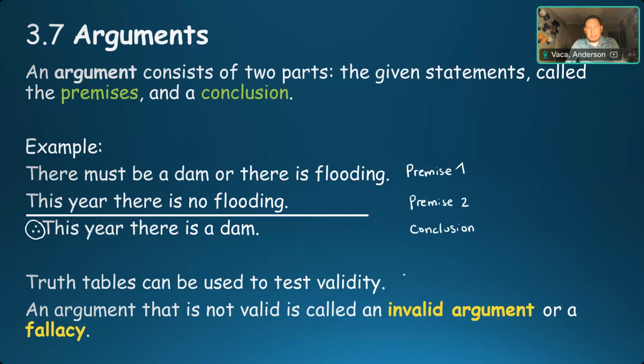So what do we do with arguments? We want to test their validity. Is the argument valid, or is the argument invalid? An argument is either valid or invalid. And the way to show that is by using truth tables.